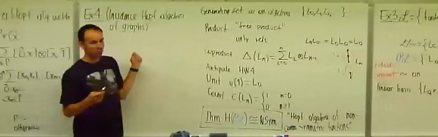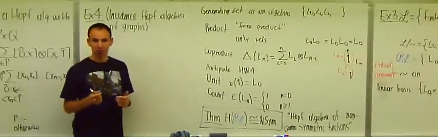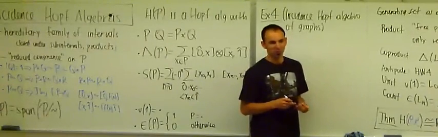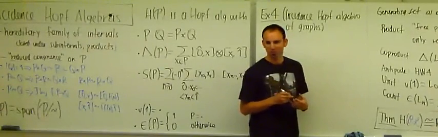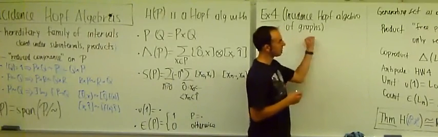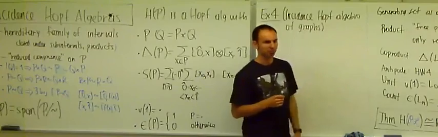So what I want to do is show you that the Hopf algebra of graphs, which you already are familiar with, and you already in the last homework worked out that it is a Hopf algebra, and maybe you found a formula for the antipode, and maybe even it was the optimal formula. I want to show that this Hopf algebra can also be produced from this machinery.